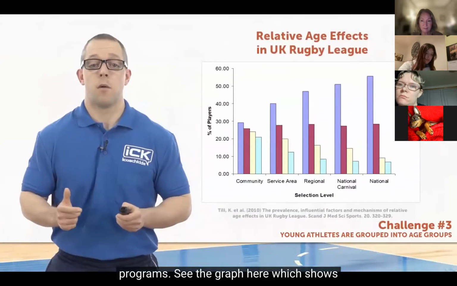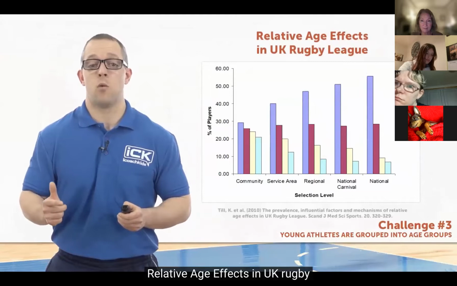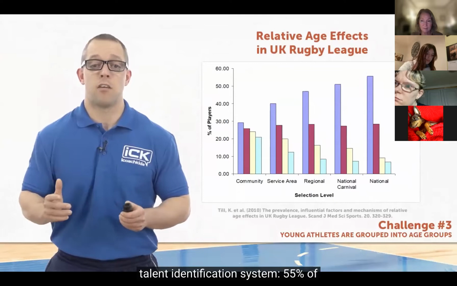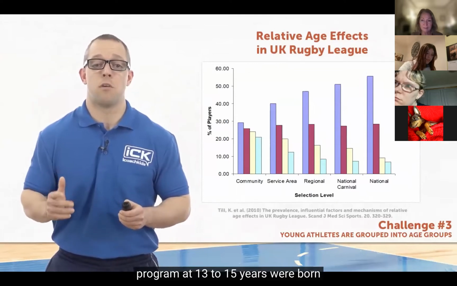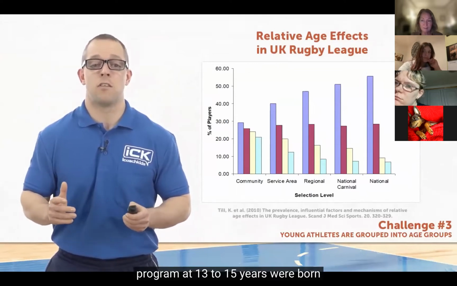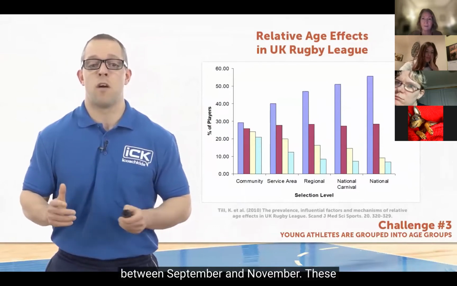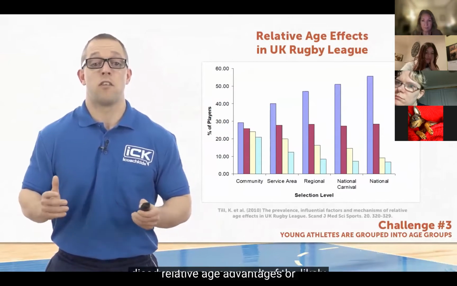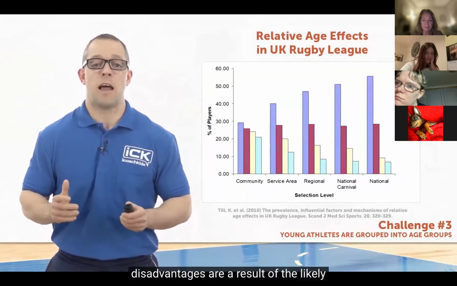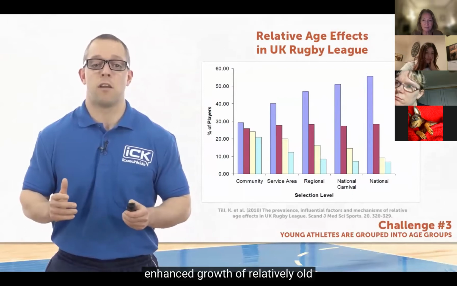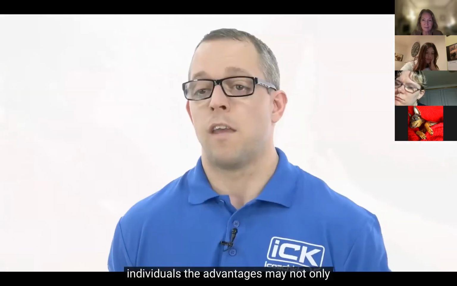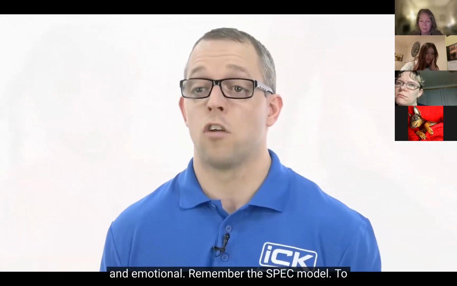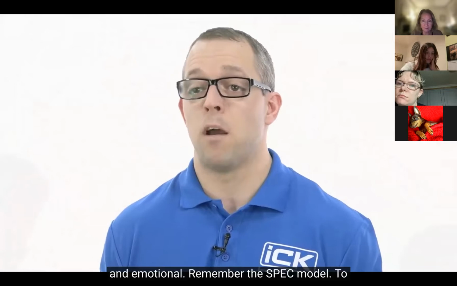The relative age effect is very common across children's sport and talent identification programs. See the graph here, which shows relative age effects in UK Rugby League's talent identification system. 55% of players selected into their national programme at 13 to 15 years were born between September and November. These relative age advantages or disadvantages are a result of the likely enhanced growth of relatively older individuals. The advantages may not only be physical, but also cognitive, social, and emotional. Remember the SPEC model.